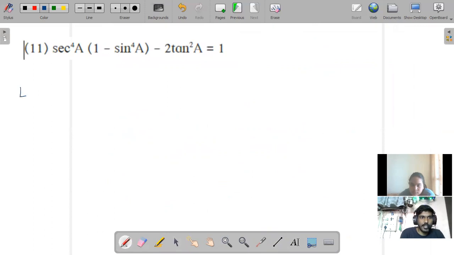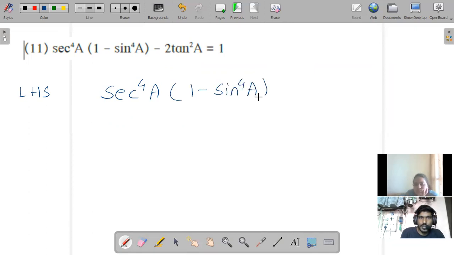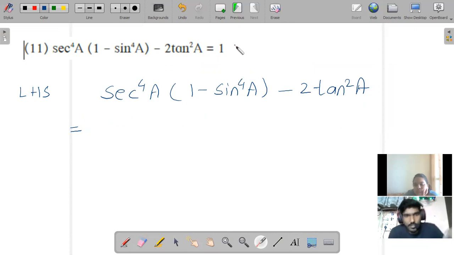To take the LHS. So our LHS, now pay attention, okay? Our LHS is sec raised to 4a into 1 minus sine raised to 4a, minus 2 tan square a. This is our LHS. From here, we have to bring 1, and that will be equal to our RHS.